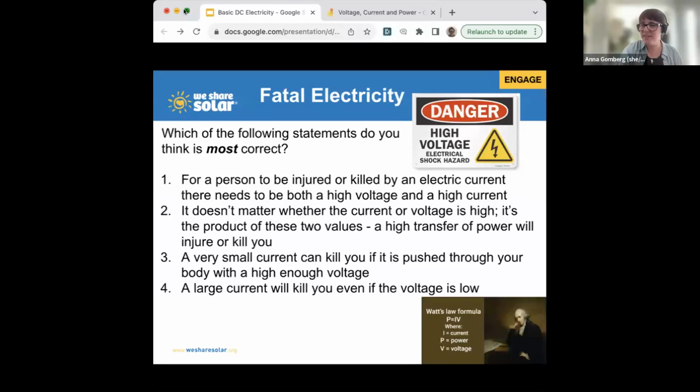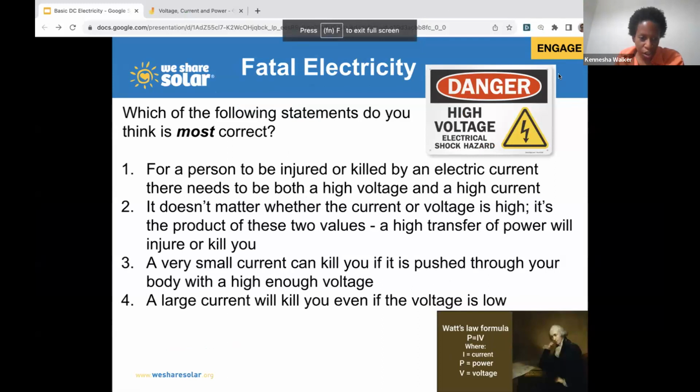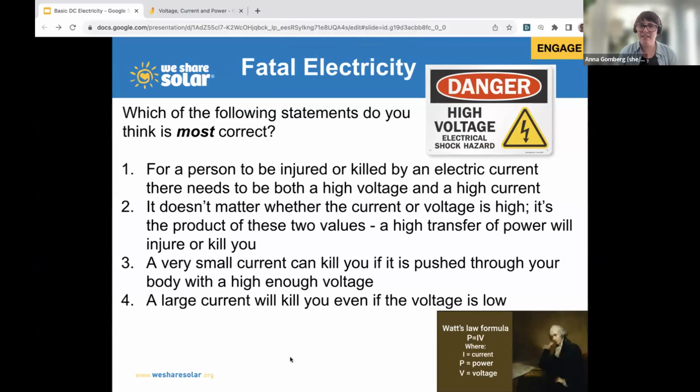Does anyone want to explain why they chose the one that they chose? One of you is right. I mean, one of you has the same answer as me, at least. I don't think mine is right. I think I chose the wrong one. Which one did you go for? It's fine. We're all learning. The last one: a large current can kill you even if the voltage is low. Yeah. Did you go for number 3, Phyllis? Can you explain? I went with that one only because you had that sign up. Oh, I so did, yes. Deductive reasoning, it says high voltage. I was like, because I don't actually know the real answer to this question.